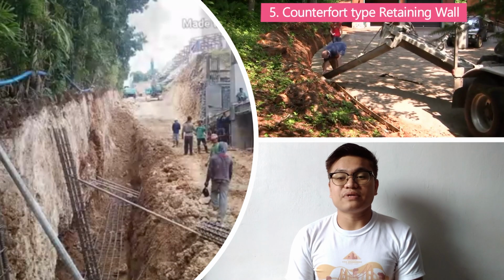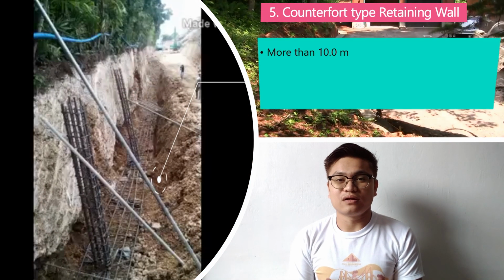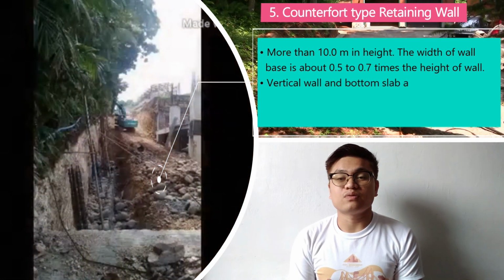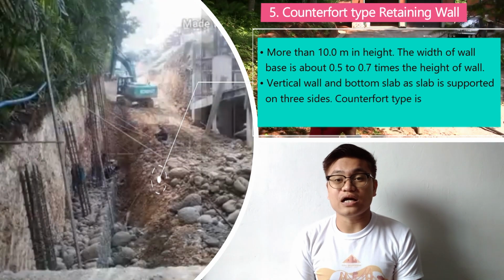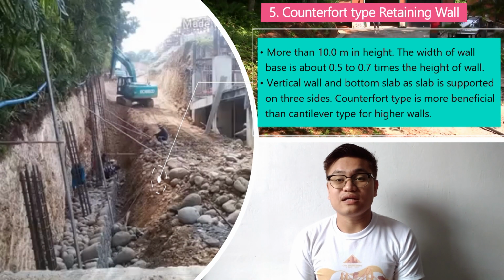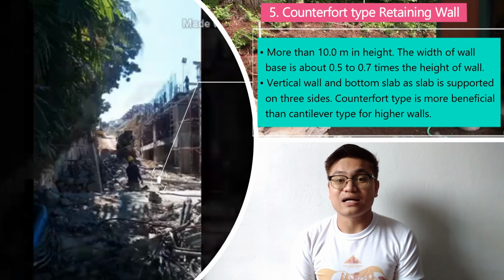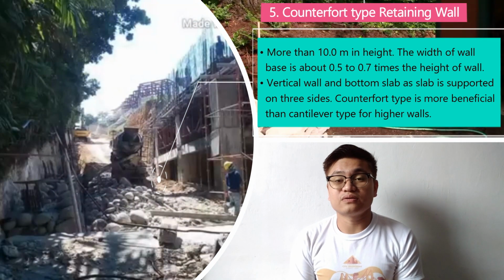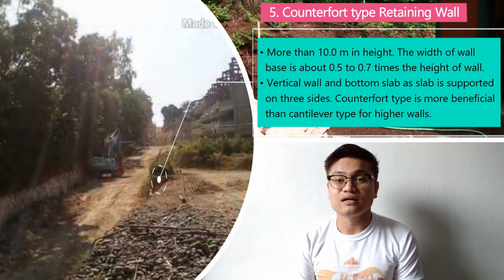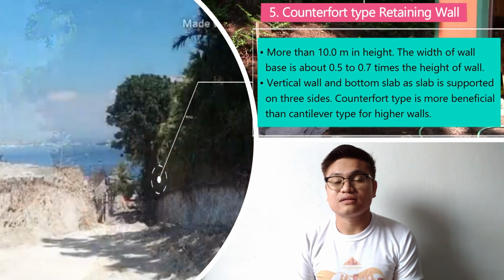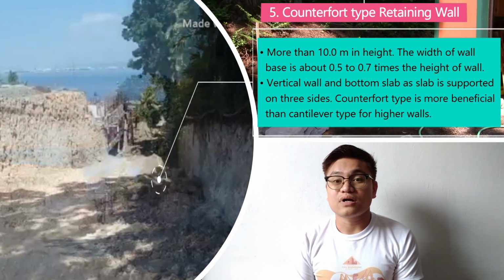The number 5 type is counterfort type retaining wall. Mostly, the height is more than 10 meters. The width of the wall base is about 0.5 up to 0.7 meter times the height of the wall. The vertical wall and bottom slab are supported on three sides. That's why it is called counterfort type retaining wall. It is more beneficial than the cantilever type retaining wall for higher walls.